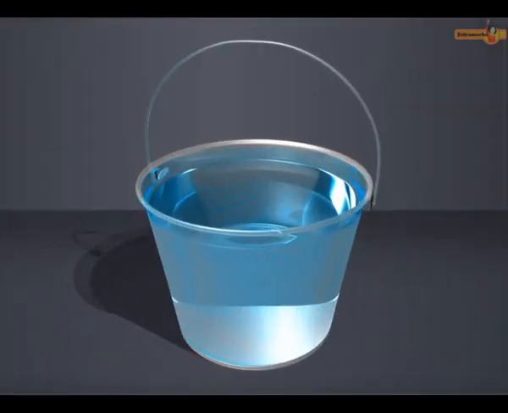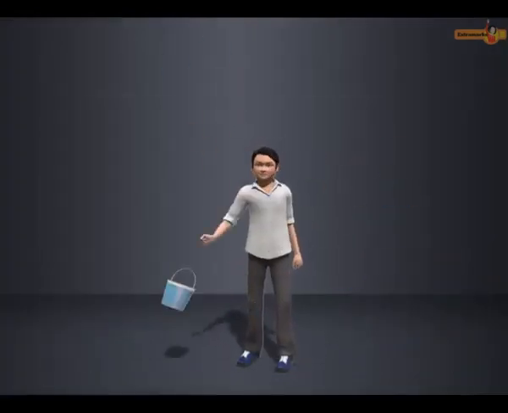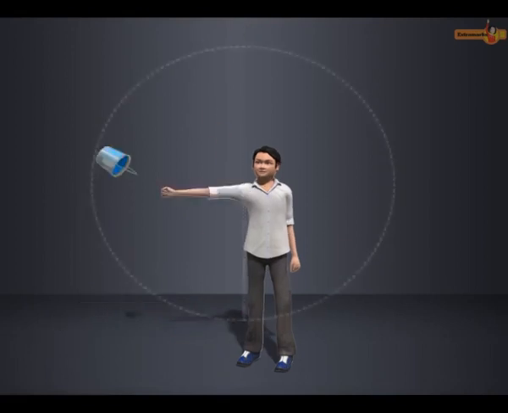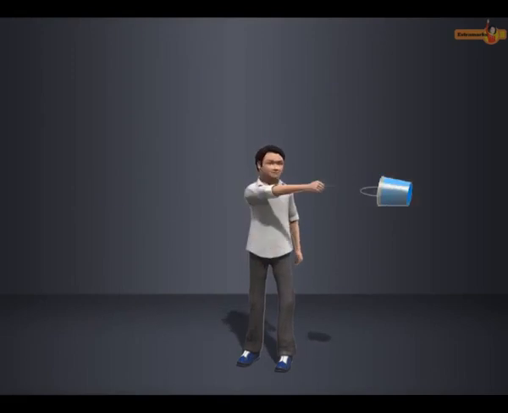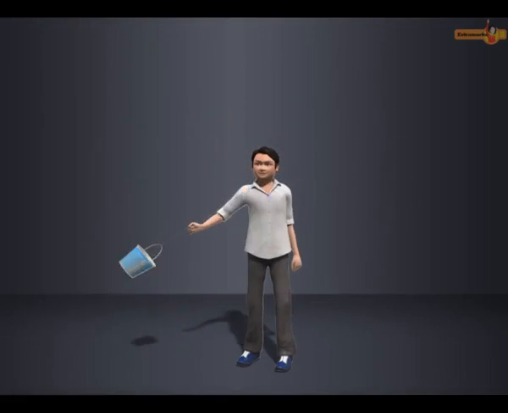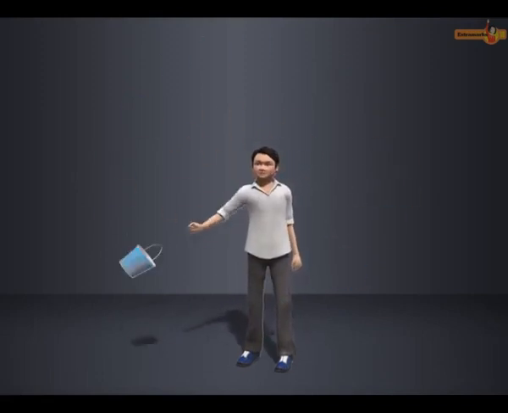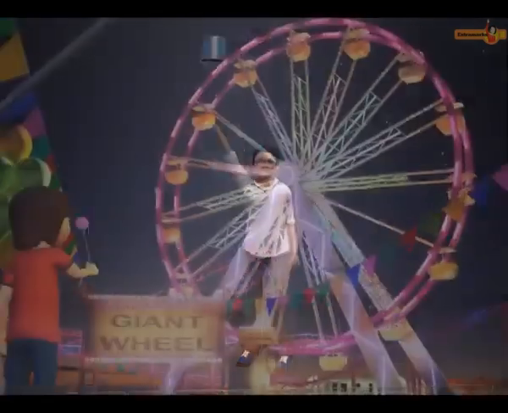Daily life examples. You might have experienced that when we move a bucket filled with water in vertical circle with a certain speed, the water doesn't fall down even when the bucket is upside down. This is because with a speed greater than the minimum speed, the water along with the bucket keeps on moving in the circular path and hence doesn't fall down.